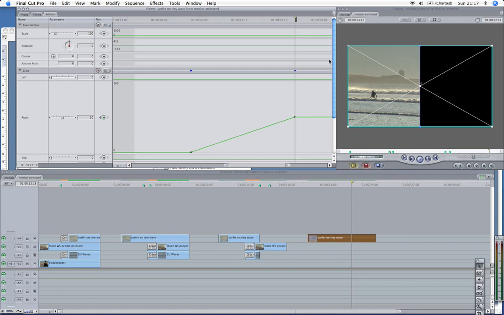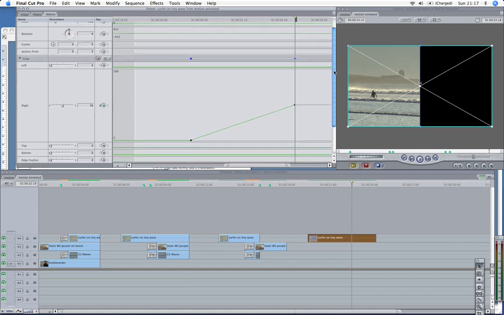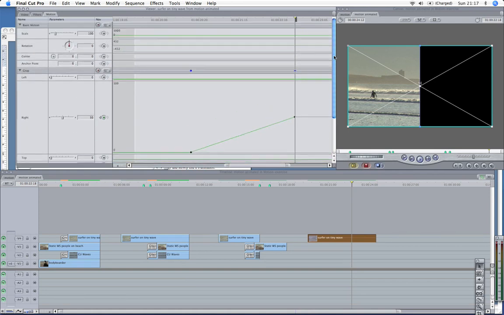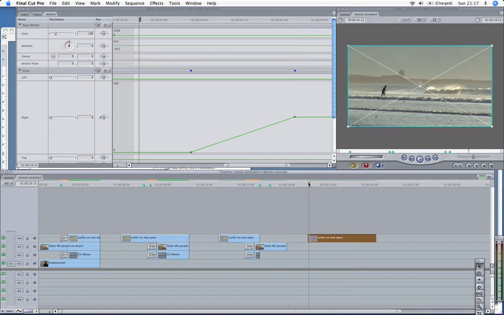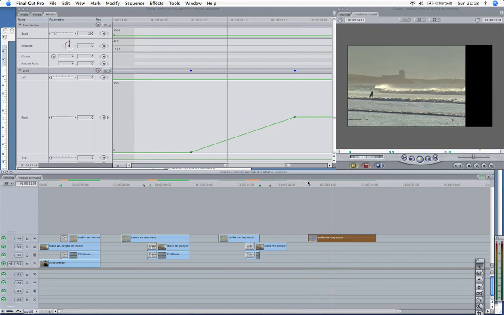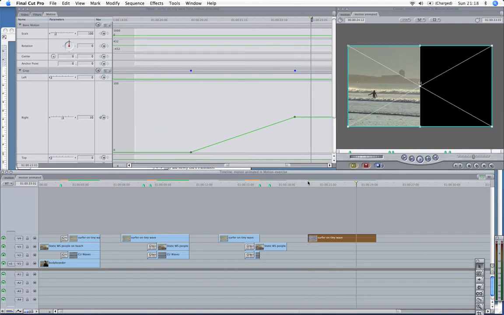So you'll remember with the crop you can animate the left, right, top and bottom independently of each other. So this is just the right hand side that's being animated, so we'll just quickly look at what it looks like. So the right hand side crops in until it's cropped halfway into the image. So let's look at the relationship of the keyframe graph to the actual animation.